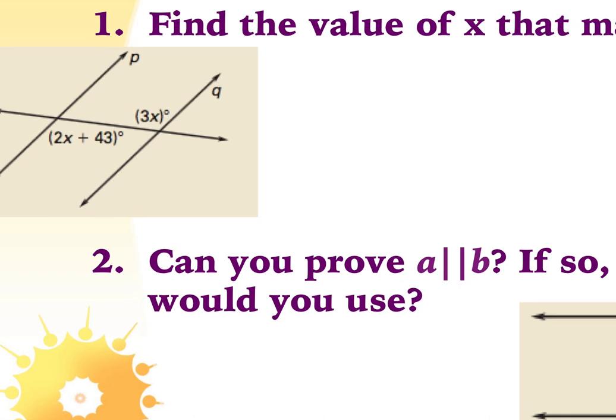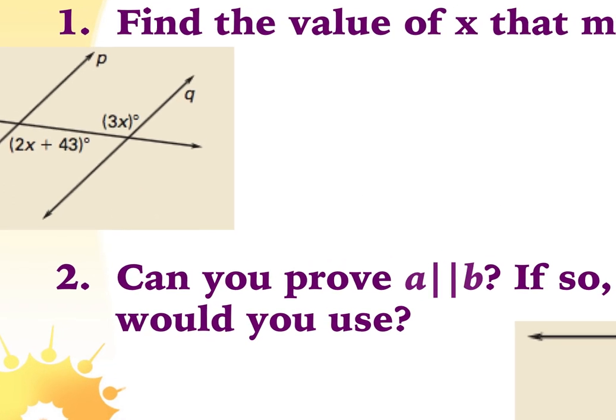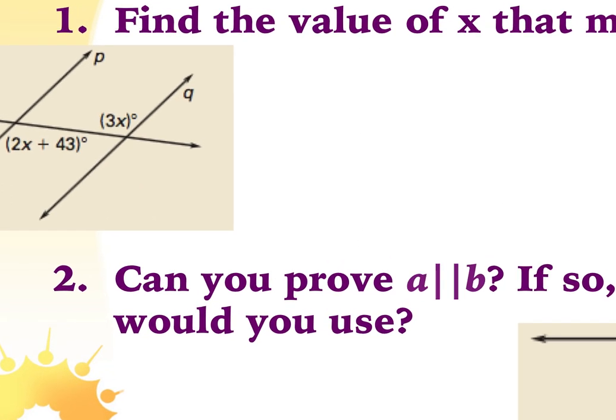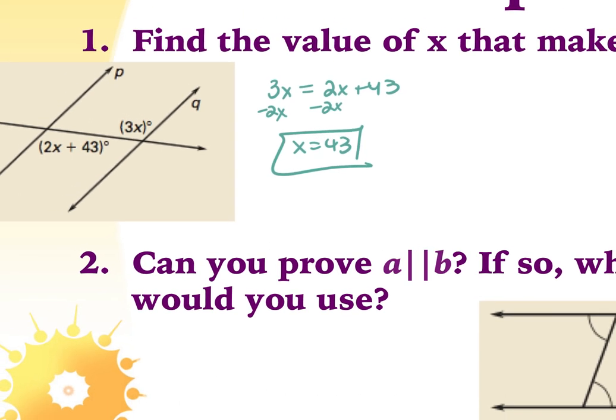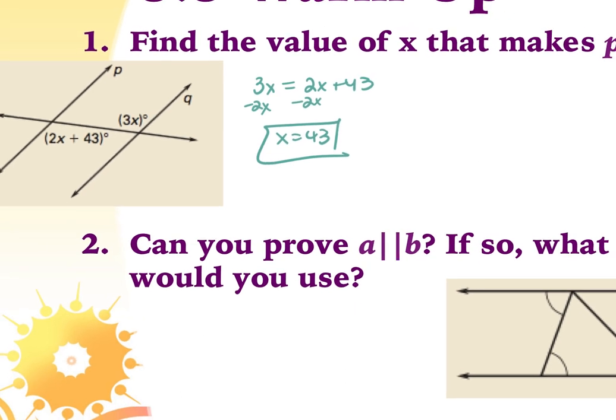So if P was parallel to Q, what would be true about these two angles? They add up to 180. Nope, they would be on the same side if you're using consecutive. 3x equals 43. What are these called? Alternate interior. They would be congruent. So 3x should equal 2x plus 43. And then I would subtract the 2x, and x would equal 43. So if x is 43, then those angles would be congruent, and those are alternate interior. If the alternate interior are congruent, then the lines are parallel.